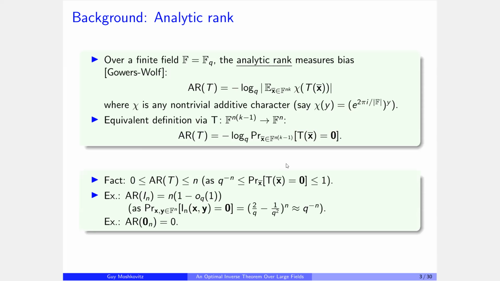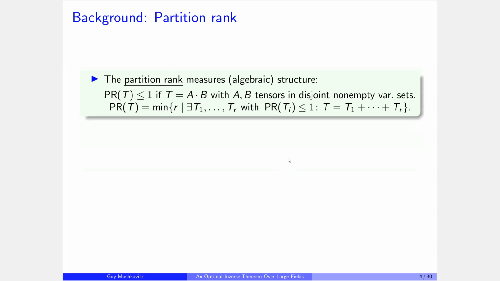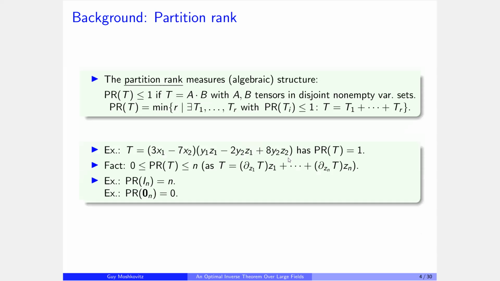Okay, so Alex again talked about all of these things, so I'm skipping ahead. That's analytic rank, a measure of bias. Next is partition rank, which intuitively is a measure of algebraic structure. So what are the most structured polynomials?